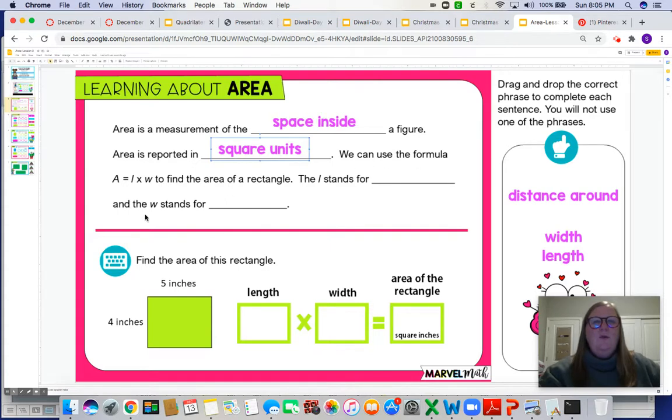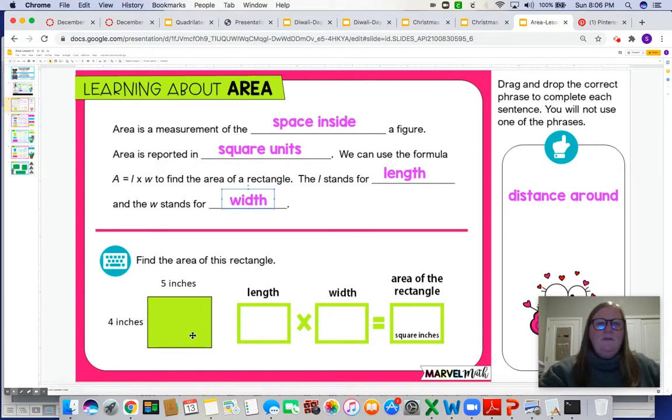We can use the formula A equals L times W to find the area of a rectangle. The A stands for area. So area equals L stands for length, and the W stands for width. And the length is how long the rectangle is, and the width is the short side. So length is the long side, width is the short side. So on this rectangle down at the bottom, the length would be 5 and the width would be 4.